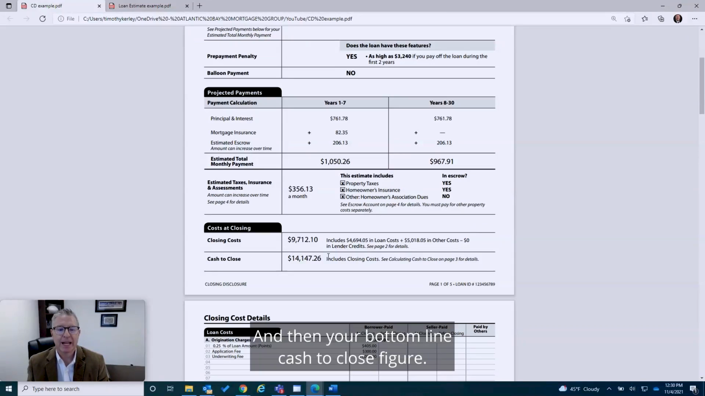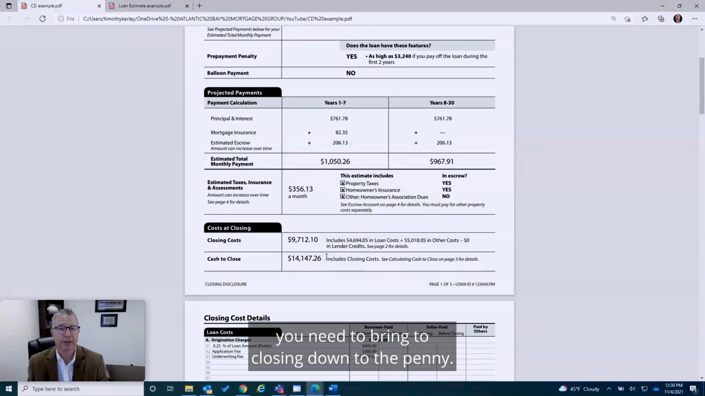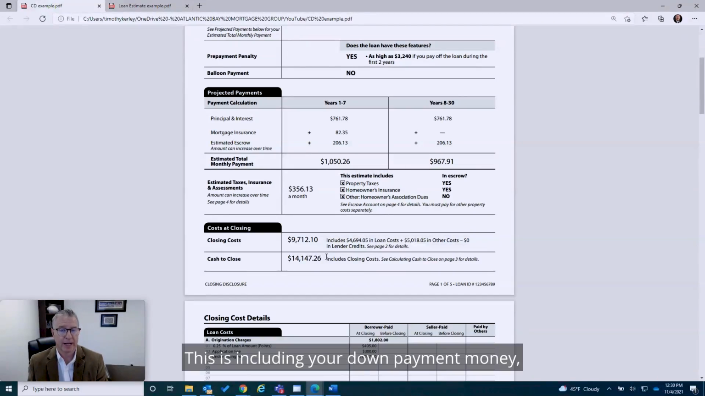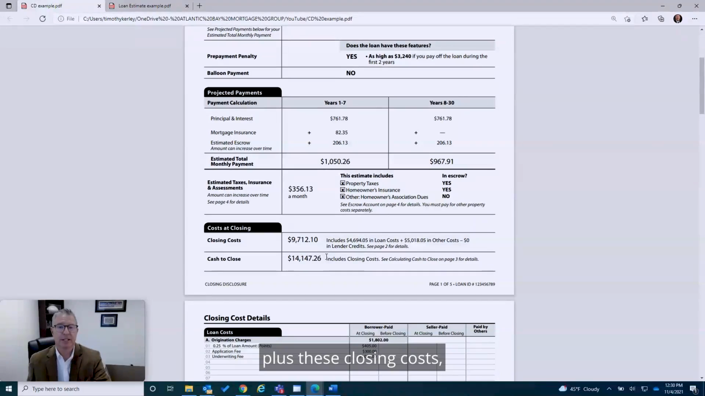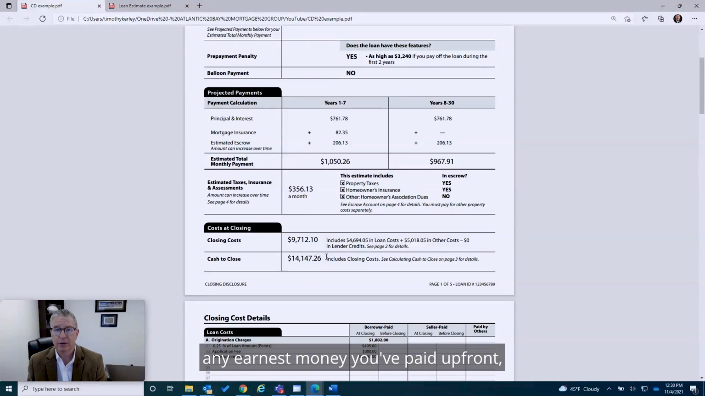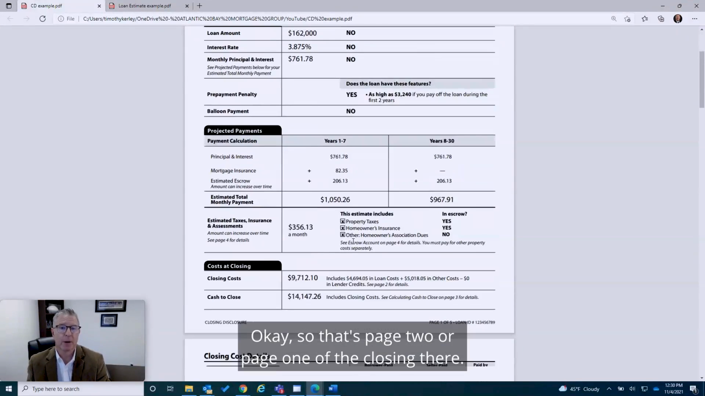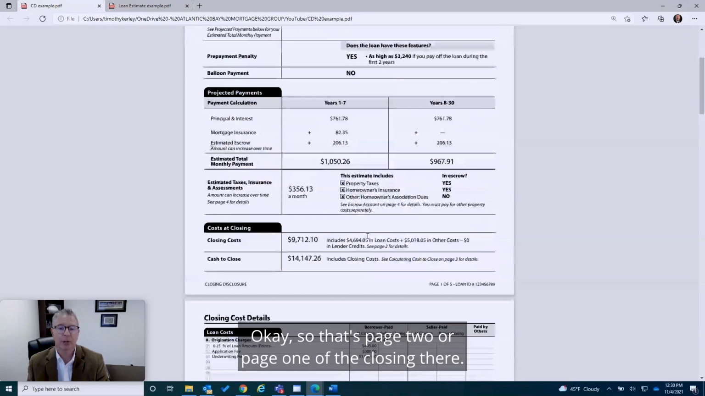And then your bottom line cash to close figure, this tells you exactly how much money you need to bring to closing down to the penny. This is including your down payment money plus these closing costs, but subtracting out any credits that you might be getting from the seller for closing costs, or any deposits you've paid up front, any earnest money you've paid up front, or any of these fees that you've already paid before you get to closing. Okay, so that's page 1 of the closing.